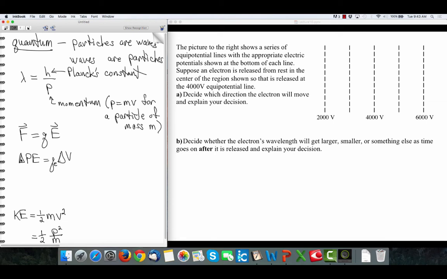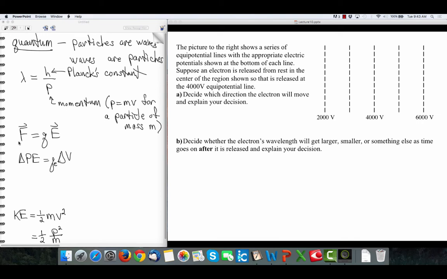Or you could say, well, we learned in 7a that the forces are always toward lower potential energy. And lower potential energy for an electron is toward higher electric potential because of that negative charge on the electron. So you can use either a 7a or a 7b kind of argument with these ideas that came out of 7c.